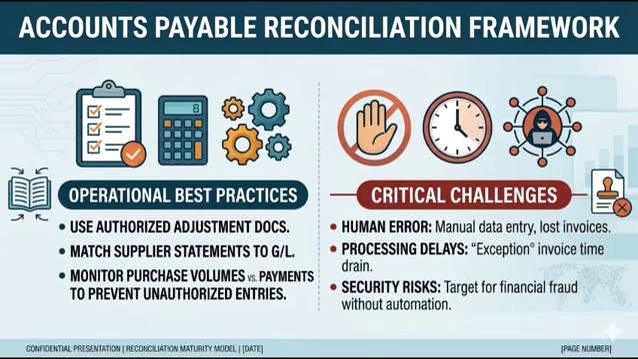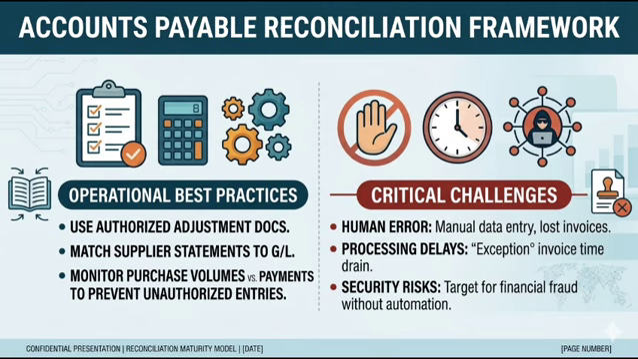Match supplier statements to GL. Your supplier thinks you owe them $5,000, but your general ledger, GL, says $4,500. This practice is all about sitting down once a month to make sure your math matches their math.